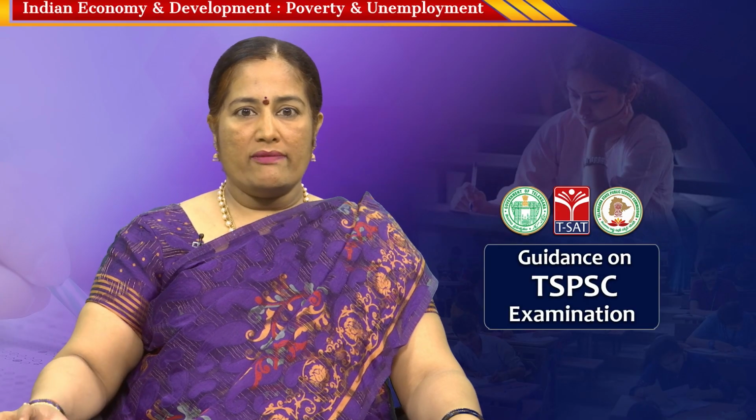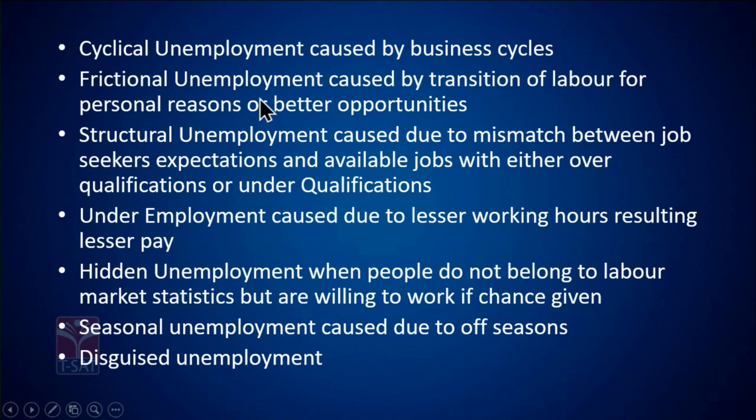Then we have different types of unemployment: cyclical unemployment caused by business cycles, frictional unemployment caused by shift of the labor for personal reasons or better opportunities from one job to another job, structural unemployment caused because of the structural backwardness of the economic system, underemployment caused due to lesser working hours resulting in lesser pay, hidden unemployment when people do not belong to labor market statistics and are willing to work if given a chance, seasonal unemployment caused due to off seasons.